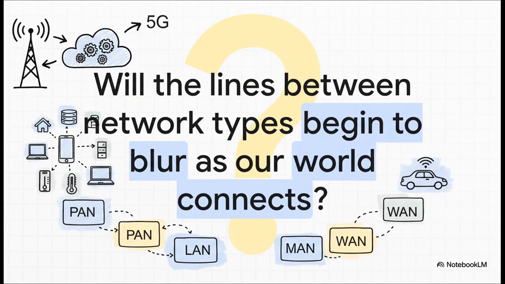So this leaves us with one final thought. With all this amazing new tech like 5G, cloud computing, and the Internet of Things making our world more connected than ever before, are the clear lines we just drew between PAN, LAN, MAN, and WAN going to start to blur? It's definitely something to think about.